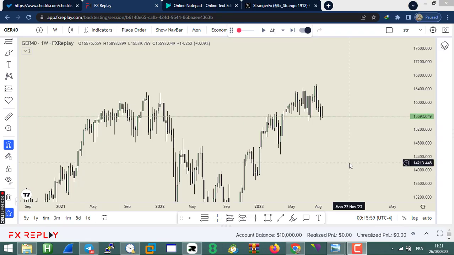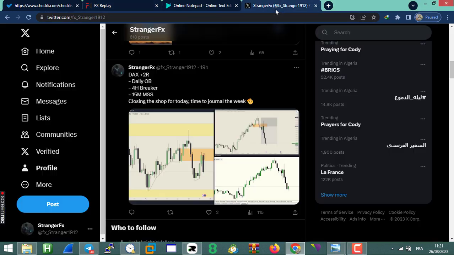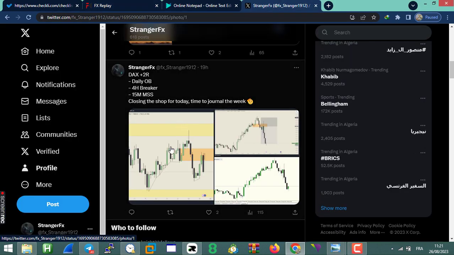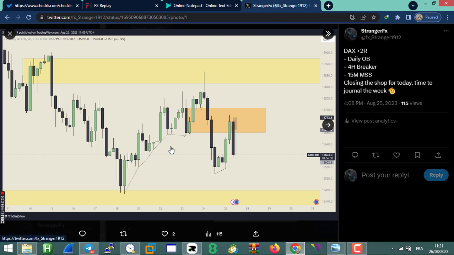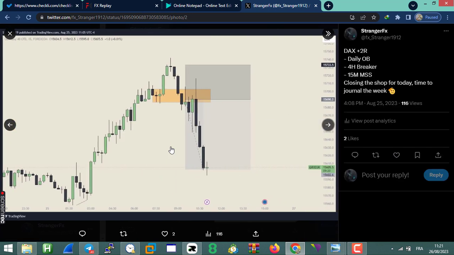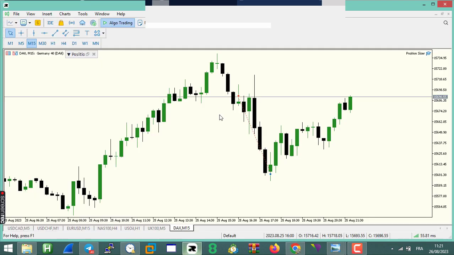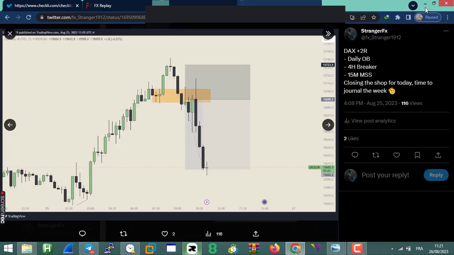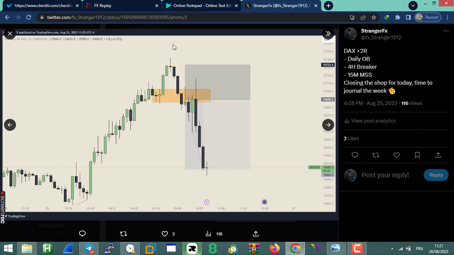So first thing, transparency. I shared that trade on my Twitter account. So as you can see here, there's the setup on the DAX. And here is the executions, entered here and exited here. And now let's dive into the analysis.